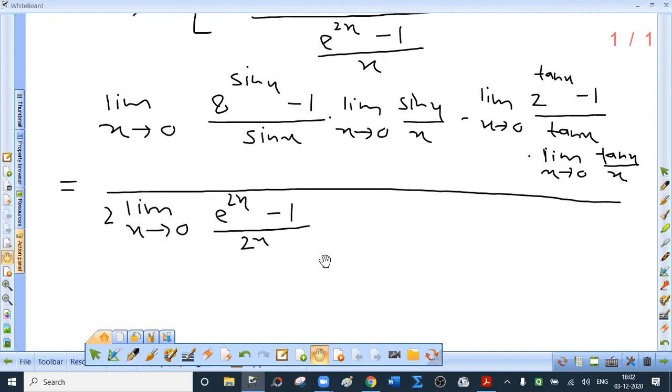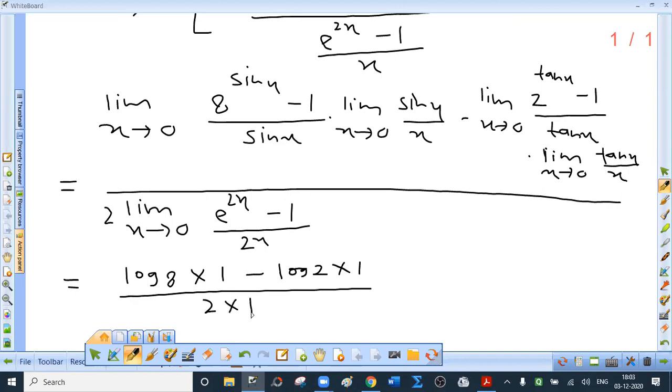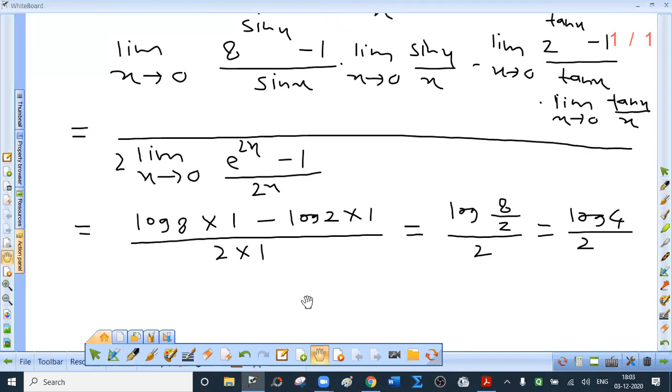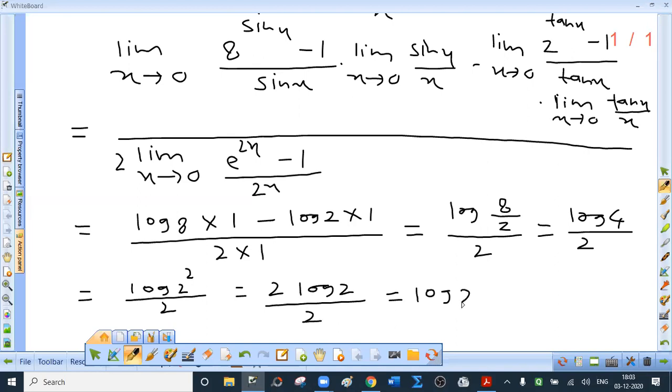So what is the final answer? This is log 8 into 1 minus log 2 into 1 upon 2 into 1. Now what is log m minus log n? Log of m upon n. So log of 8 by 2 upon 2. So this is log 4 upon 2. But can I write log 4 as log of 2 square? Yes, I can. So this is log of 2 square upon 2, 2 log 2 upon 2. 2 gets cancelled. So what remains is log 2, right?